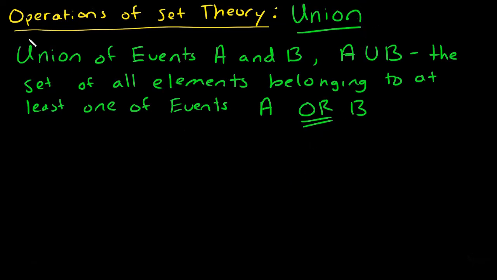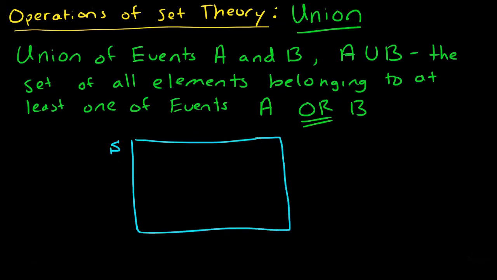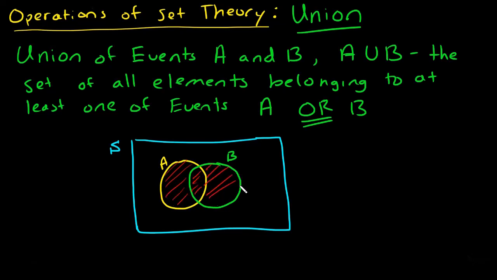If we were to draw this out using a Venn diagram, this is my sample space. And if I have event A, and I have event B, then the union of events A and B would be everything. If it belongs to A or B, then that's my union. So this is the union, marked in red, of A or B.